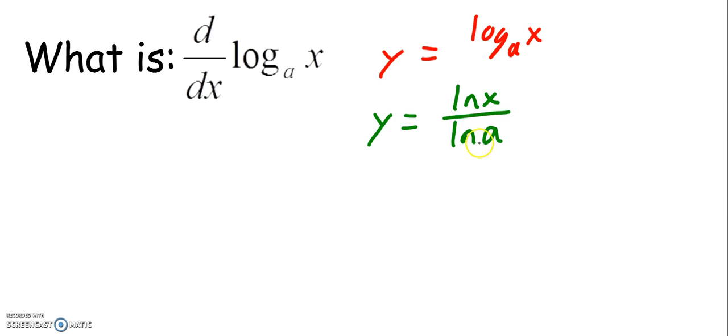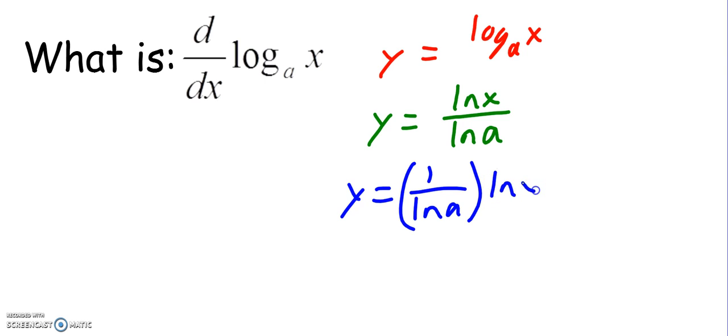Take the derivative, but remember, natural log of a is a constant. So do we do the quotient rule? No, we don't. What do we do? Well, we just take the derivative of the natural log of x, and then the constant just stays there. Remember, you can even think of this, you don't have to, as 1 over the natural log of a times the natural log of x. This all is just a constant.